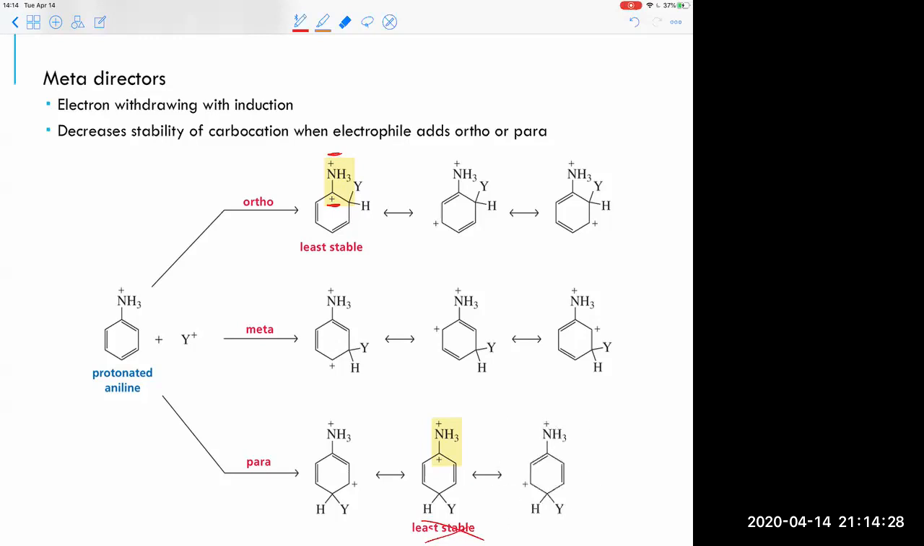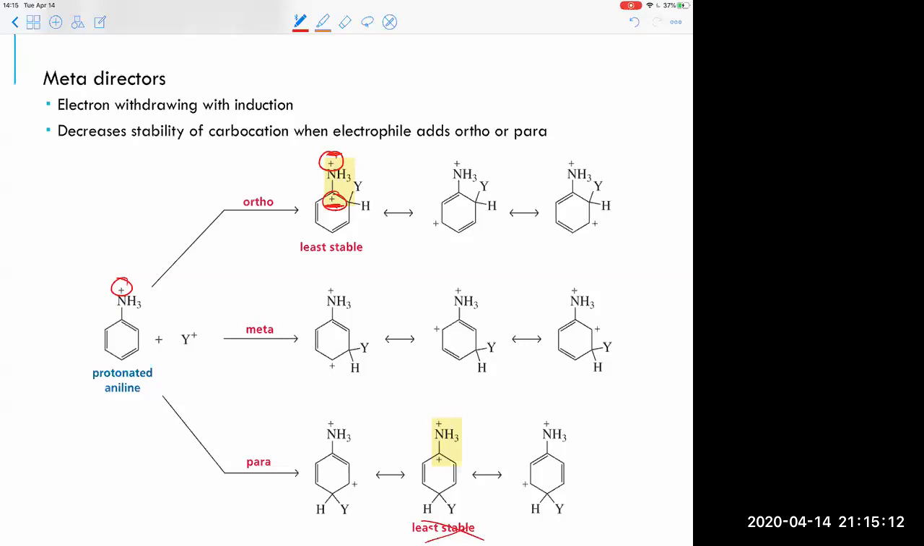Now, this would be true even if it weren't a protonated alanine. I think using a protonated alanine was a good example because you can see positive charge located next to positive charge, and that's bad. Not all of our electron withdrawing groups have that positive charge, but nonetheless, what does it mean to be electron withdrawing? It means to be electron deficient, right? So these are just atoms that are extremely electron deficient, and you don't want to have carbocations located directly next to electron deficient groups. Okay, so that is why these electron withdrawing groups are meta directing.